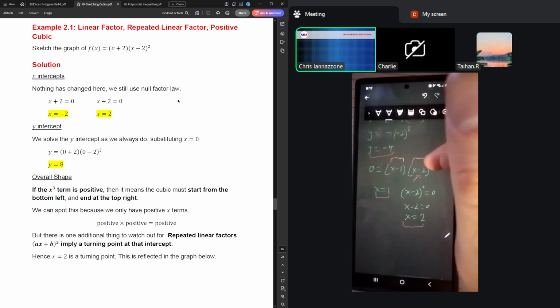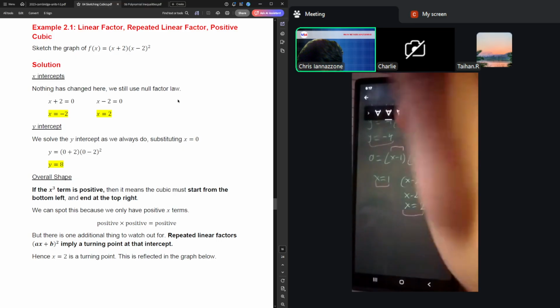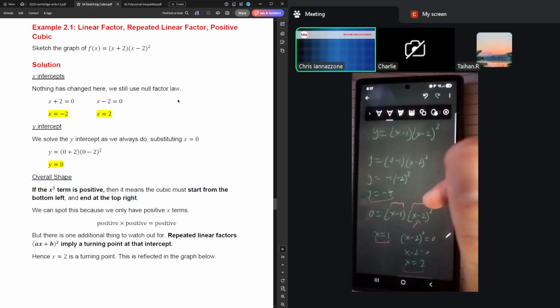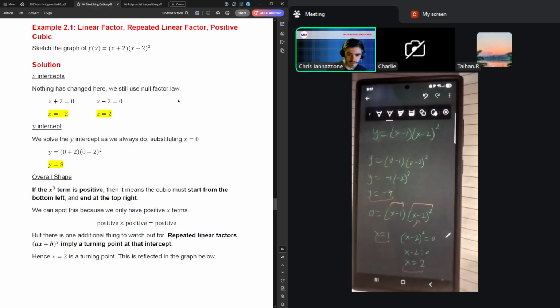We have all of the key features dotted out. Now it's just a matter of what? What else are we missing? I think I remember something about... I think this is a repeated linear factor. The second part, x minus 2 squared, certainly is. Why does that matter? I think it's a turning point. You think correctly. Yeah, it's going to be a turning point.